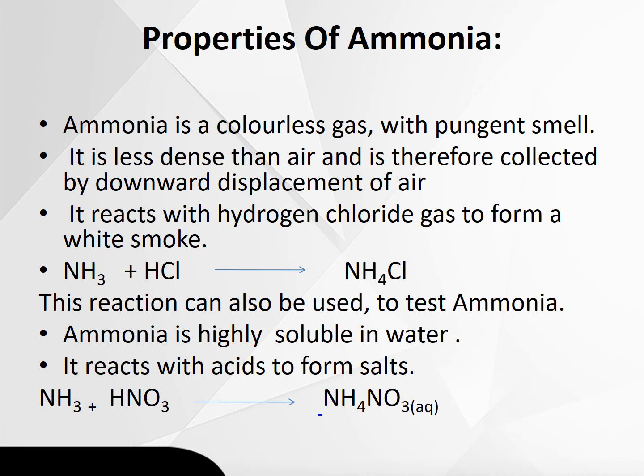Now next is the properties of ammonia. Ammonia is a colorless gas with a pungent smell. It is less dense than air and is therefore collected by downward displacement of air. Next, it reacts with hydrogen chloride gas to form a white smoke. That is NH3 plus HCl. When they react together they form ammonium chloride, which is white smoke. This reaction can also be used to test for ammonia.